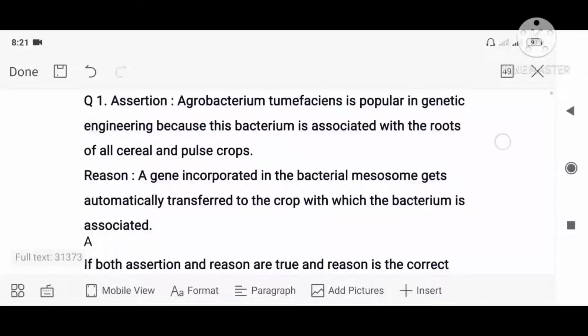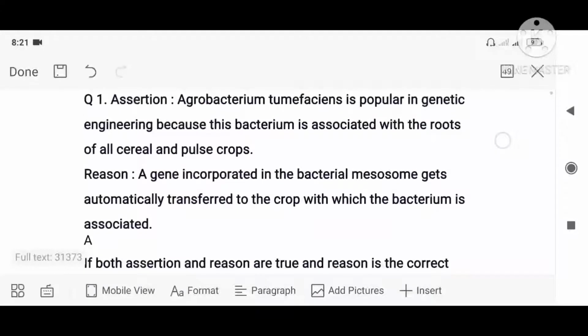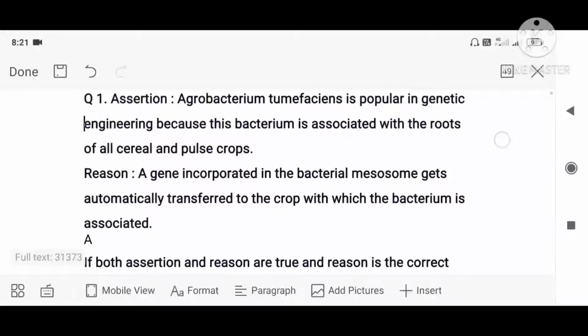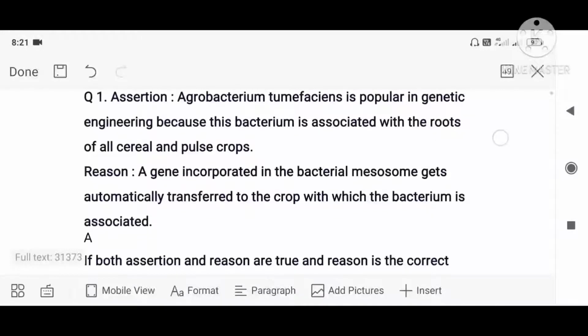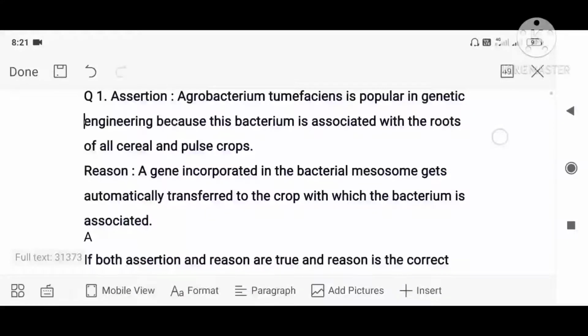You know that a new system has been introduced and the question pattern is changed, and you are having assertion reason type of questions. You may be familiar with this because in physics and chemistry it was already there, but in biology it is newly introduced. We will discuss some assertion reason questions, followed by the rest of the questions. Now, moving on with the first question.